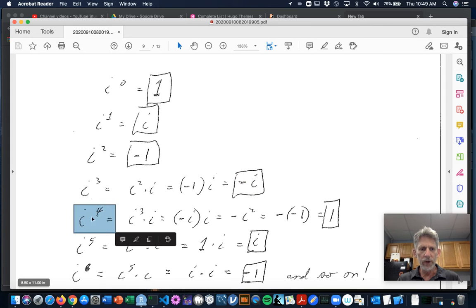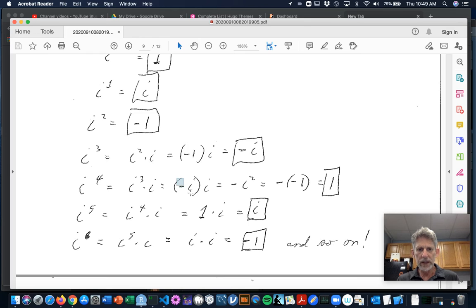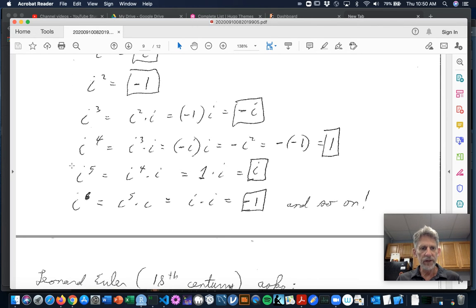What about i to the 4th? That would be i cubed times i. And we just found that i cubed is minus i, so we're looking at minus i times i. That's a minus i squared. Now i squared is minus 1, so we're looking at minus minus 1, so we get 1. i to the 4th is 1. What about i to the 5th?